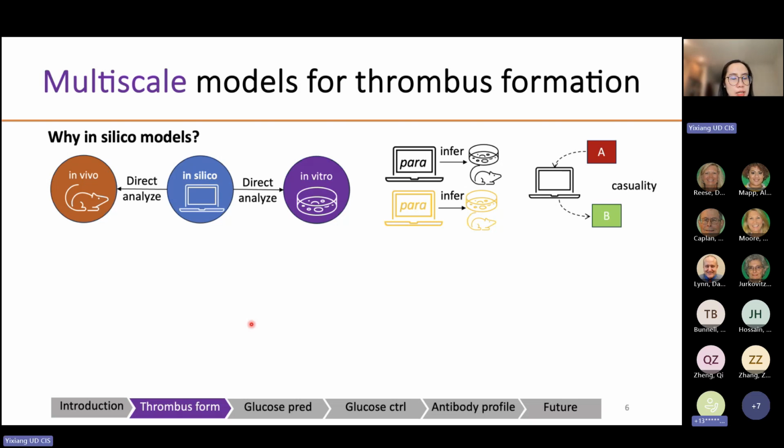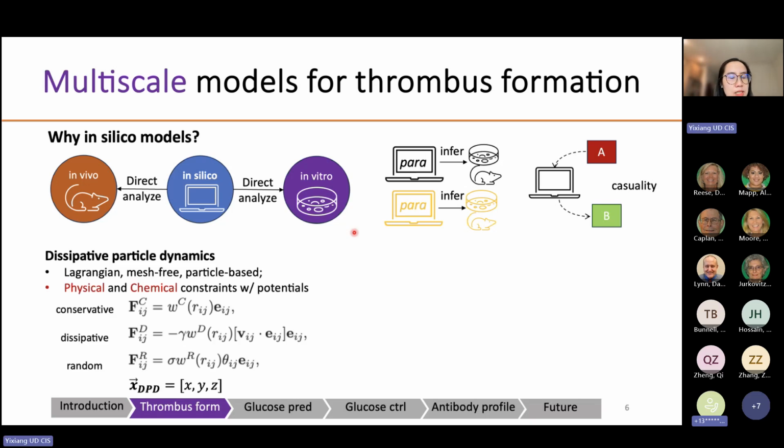So why am I interested in developing in silico models? One, it can directly analyze both in vivo data and in vitro data. Second, when I perturb in silico model systems by changing the parameters, I can use this well-constructed model to infer the behavior of these systems in terms of in vivo or in vitro scenarios. And third, the different perturbations can help us provide a causality of the system that we're interested in.